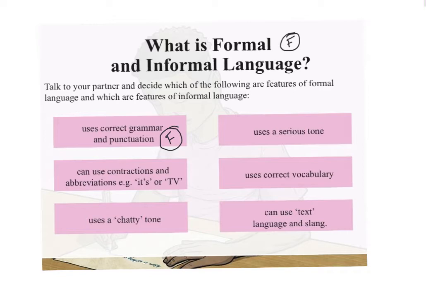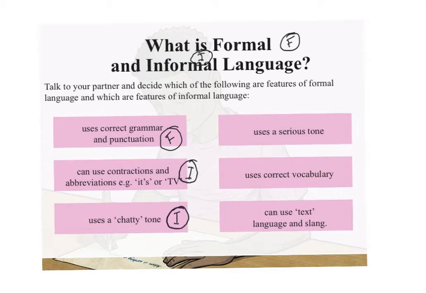Next one, can use contractions and abbreviations. It's, or TV. You also maybe, oh my God. If you were saying stuff like that, that would be informal. Informal. Uses a chatty tone. So it's like if you're talking to your friend, in which case that's going to be informal. Informal is like when we're chatting to friends.